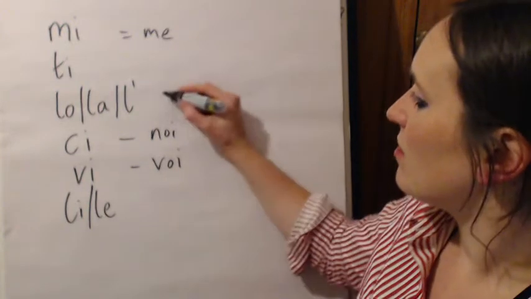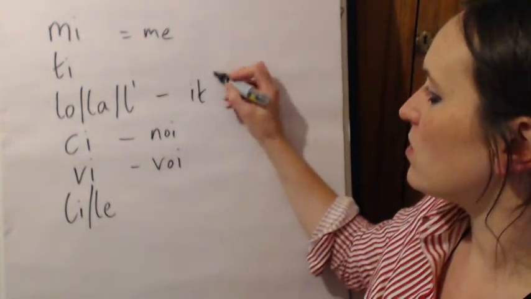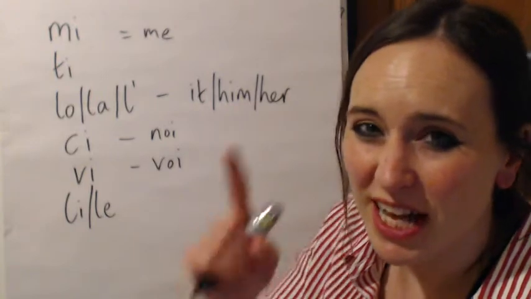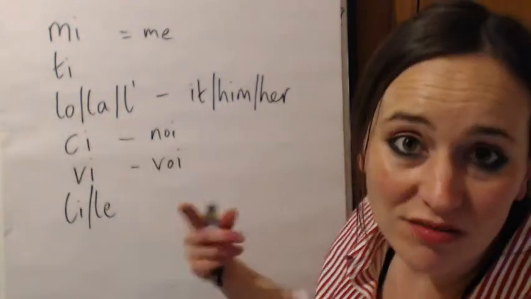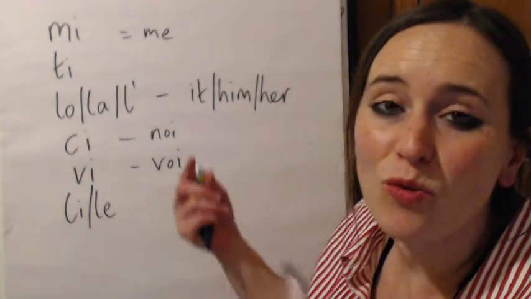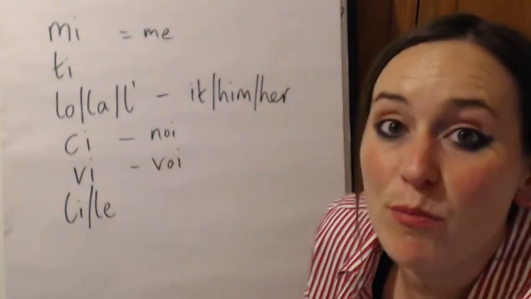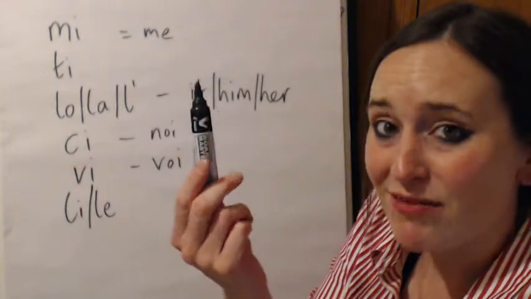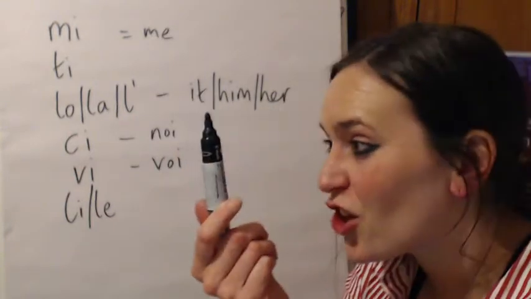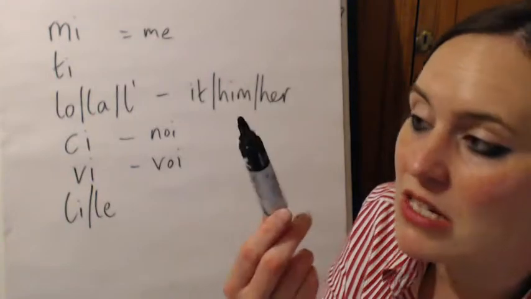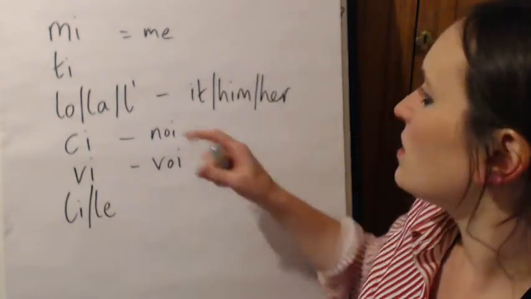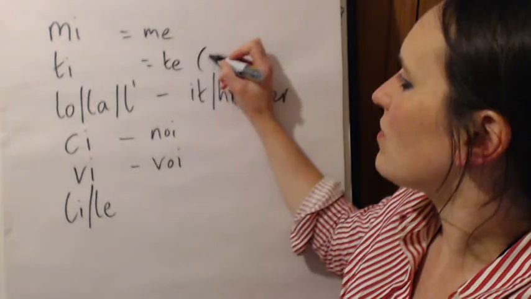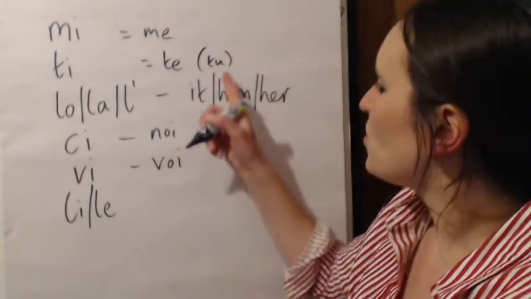Ci replaces noi. Lo and la and L apostrophe mean it or him, her. Remember, in Italian they don't necessarily have one word for it. They have the word lo or la if it's a direct object, and lo will be for masculine words. It sounds like you're saying I see him, even if what you're saying is il telefonino. La penna, la vedo. It sounds like you're saying I see her, even though it's just a pen, it's not a girl, but it's a feminine object, remember, okay? So ti replaces te, or you can think of it as tu. Tu and te.